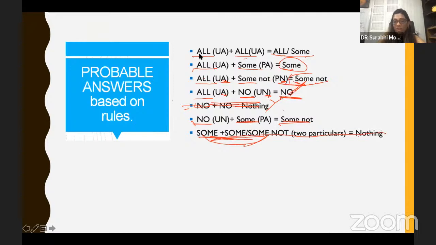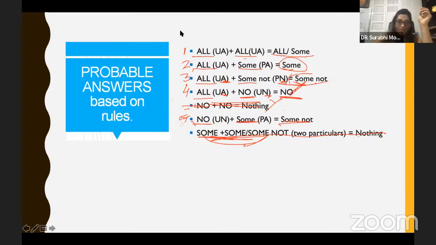So how many combinations are giving me an answer? 1, 2, 3, 4, and 5. That means there are 5 ways that I can write deductive logic and get an answer. Note this down. All plus all will always give me either all or some. All plus some will give me some, always. It can never give me all. All plus no will give me a no. All plus some not will give me a some not. And no plus some will also give me a some not.